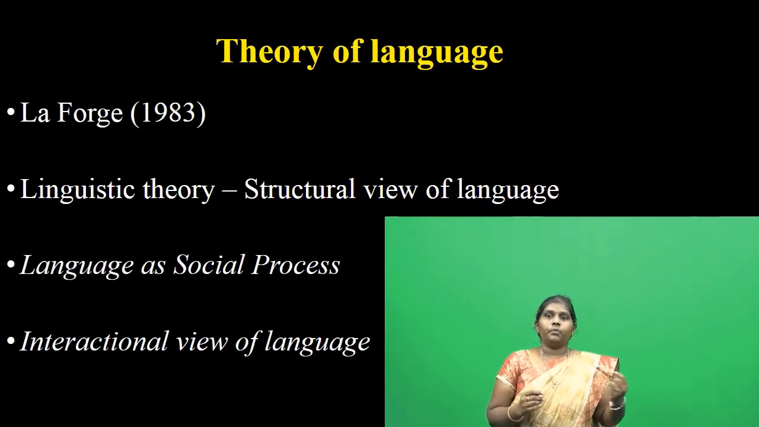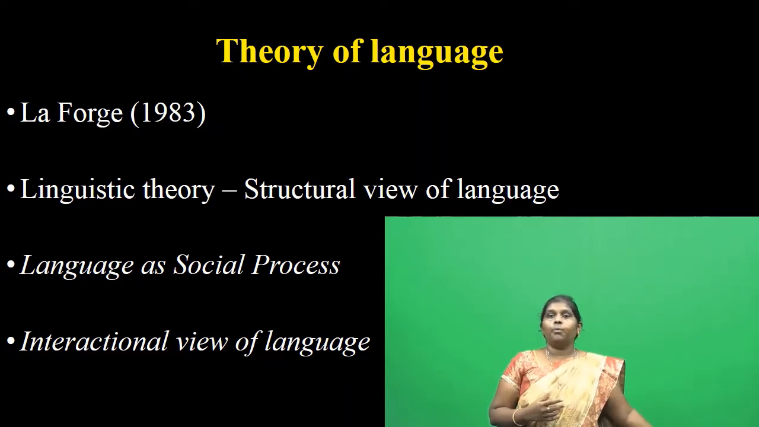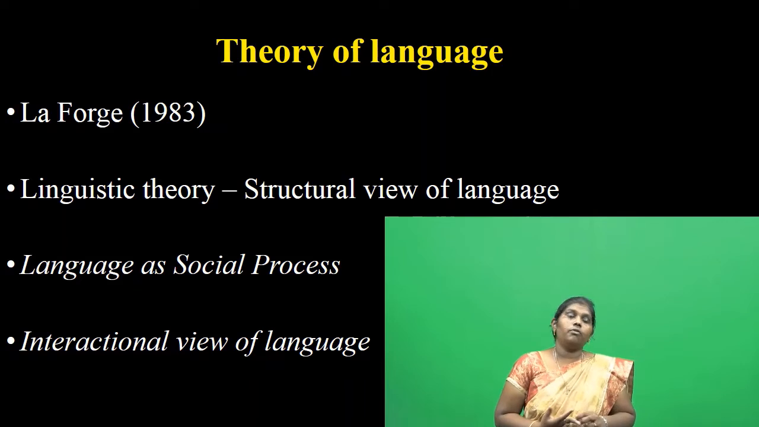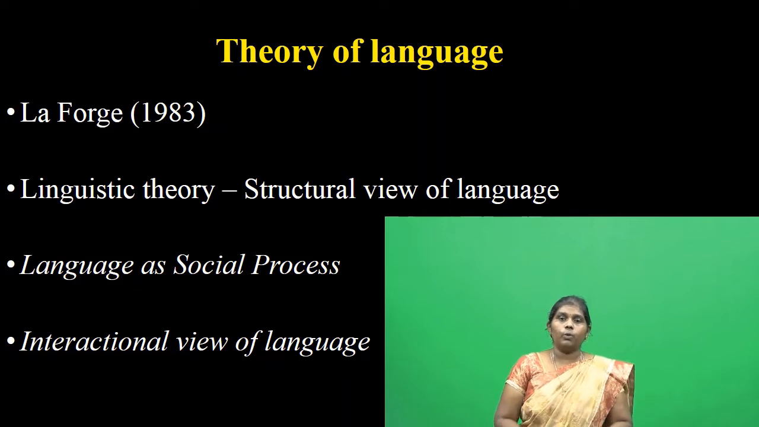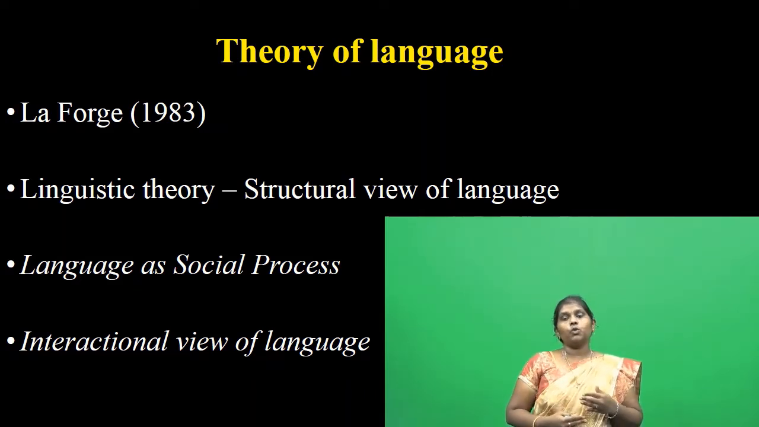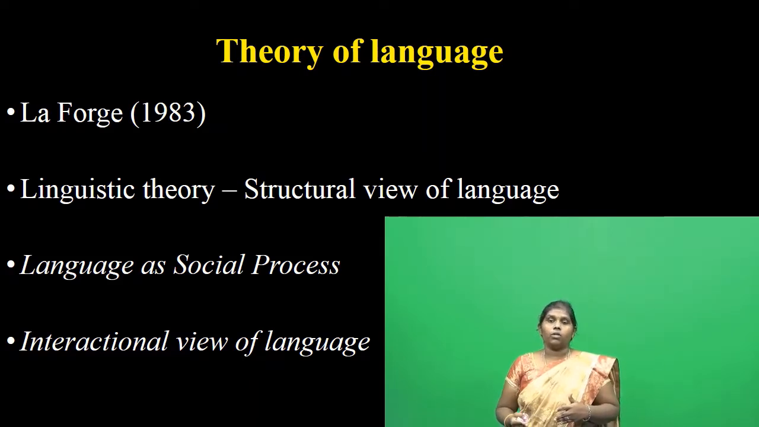Next one. So we are going to see the approach of CLL. So here in the approach of CLL we have 4 things. First one is the message that has been given by LaForge. LaForge is the student of Charles A. Curran, and he has given the 3 principles for the theory of language. One thing is the linguistic theory, that is the structural view of language, and second thing is language could be viewed as a social process, and third one is the interactional view of language. Language could be seen as a kind of interaction. So we are going to see each one in detail now.